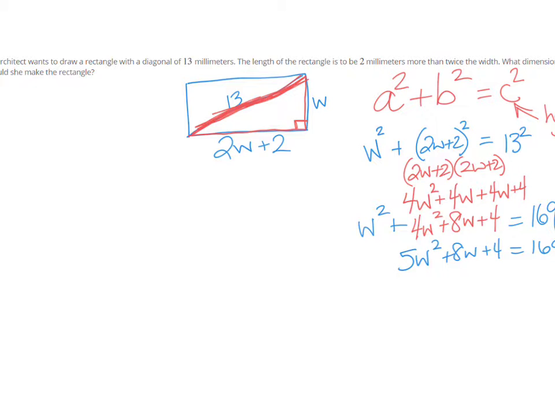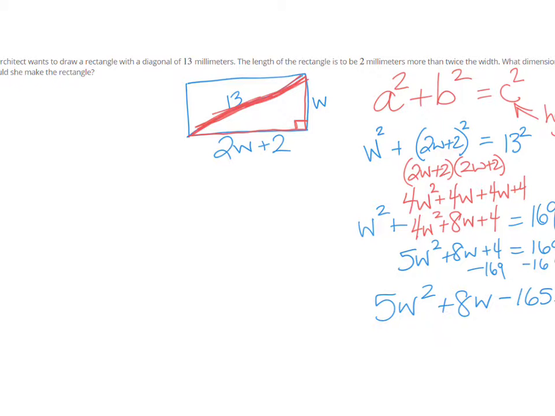Now it's a quadratic, so I want it to equal 0. Let's bring the 169 over. So the final quadratic that I'm going to end up with, that I'm going to need to factor, is right here. All right. I was hoping there was going to be a GCF to help us out here. There is not a GCF that's going to come out.